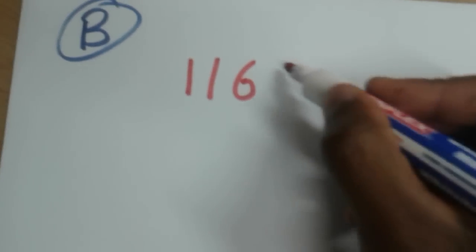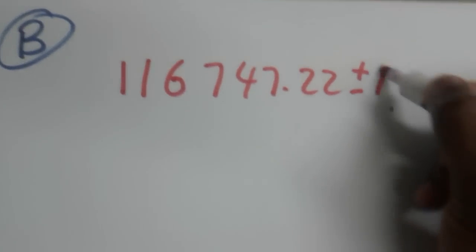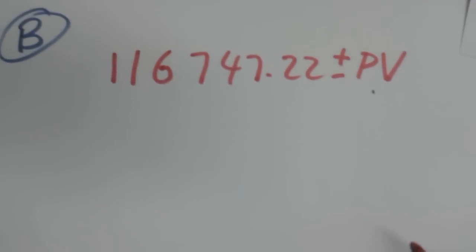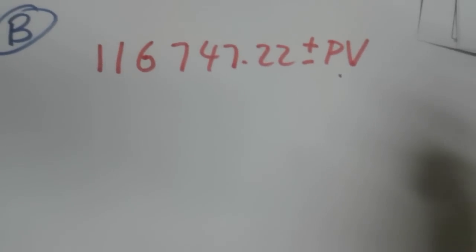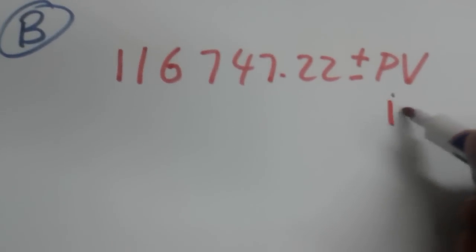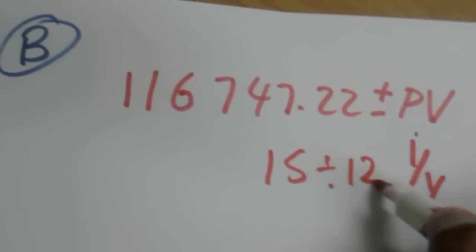So from that calculation of ours, we did calculate our balance, and it was 116,747.22. So again, this remains as our PV. But now we no longer have PMT. Remember, I have sketched out PMT. We have got our I, which is 15 divided by 12, and fine.